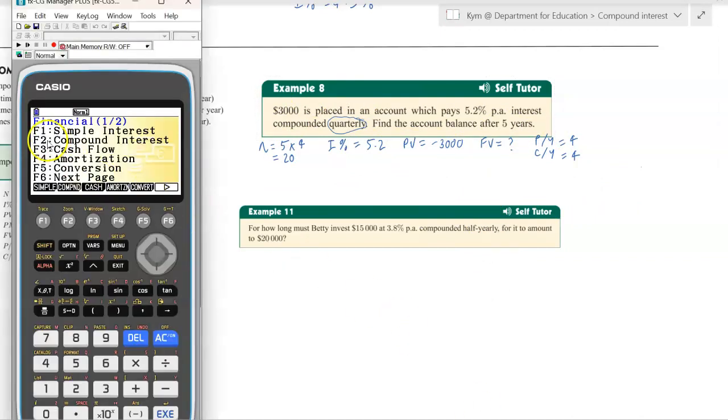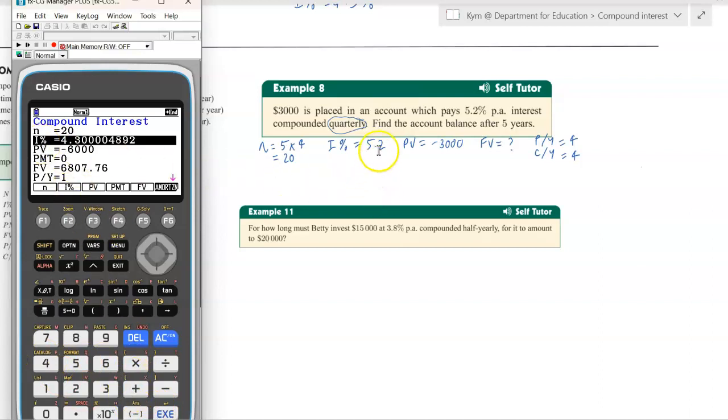If it will allow me, yep. So F2 to access the compound interest function. I've already got stuff set up in here from my previous video, but again, we're just going to overwrite that. So n becomes 20, or if you want, you can just put in 5 times 4, hit execute, and it'll do the working out for you.